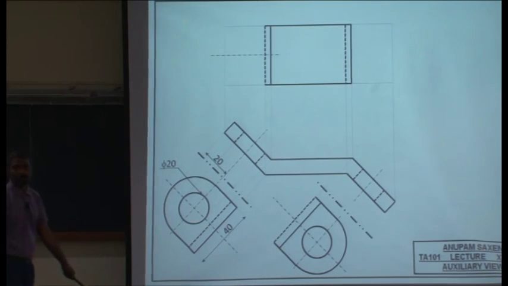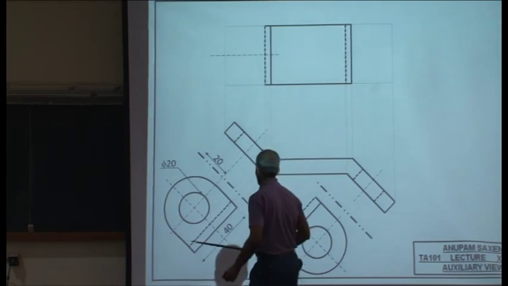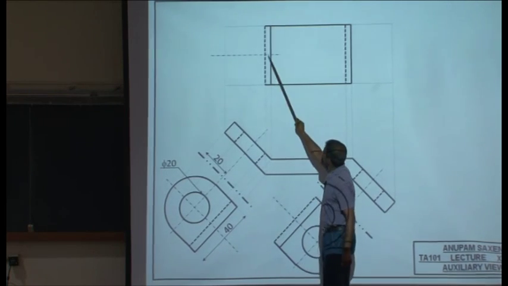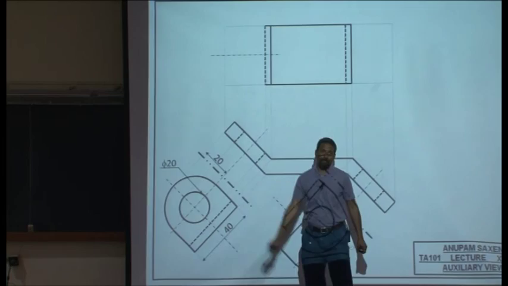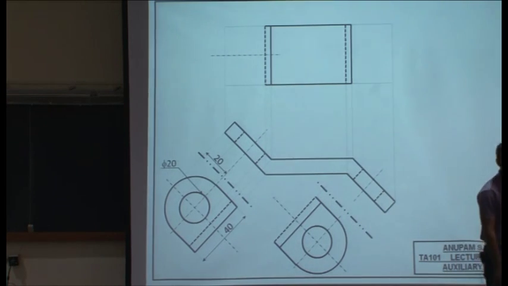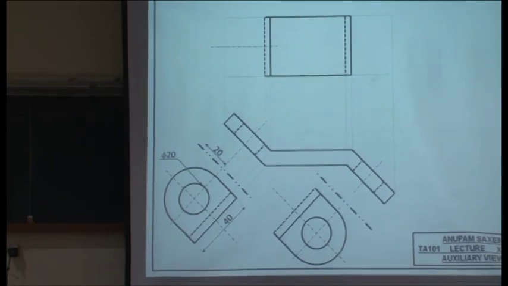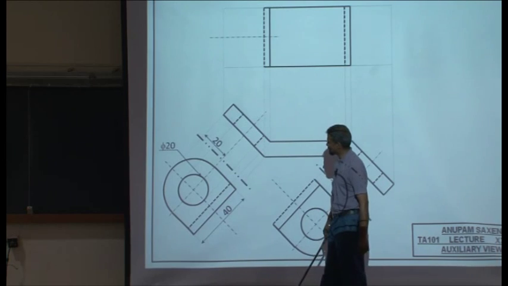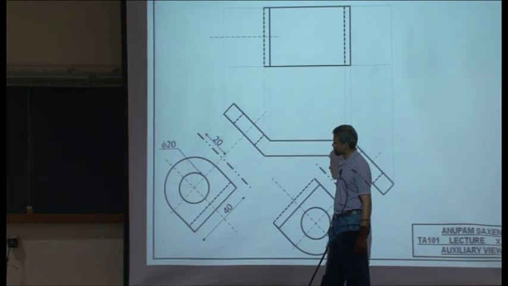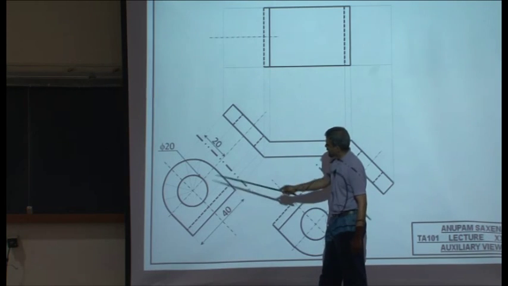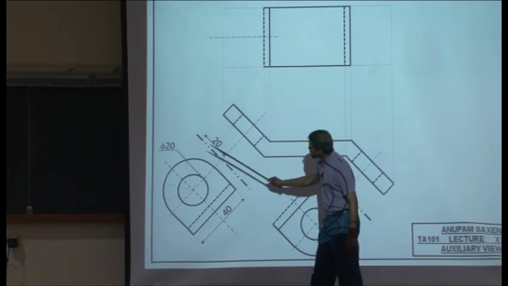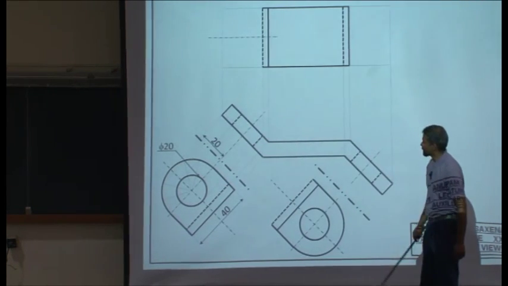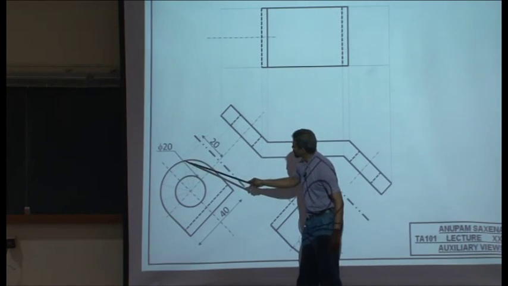Now the question is, how do we transfer the features over here onto this part of the drawing in the top view? How do we do that? Step 1, break this arc into a number of segments, and then look at these projections, transfer these projections over here and from here up to the top view. So these two points, they get transferred over here.